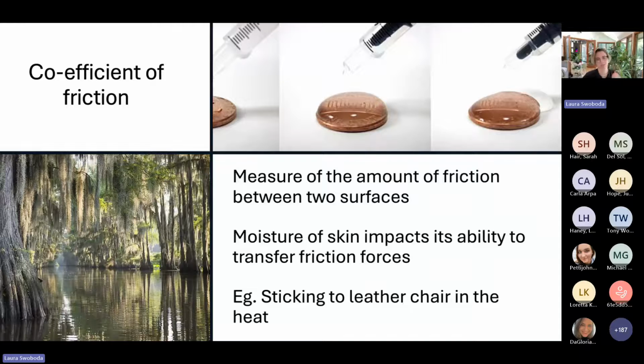So I always think about this when you're sticking to a leather chair in the heat. And here we have our swamp here. That's the not professional way of referring to this condition. But sticking to a leather chair, if you raise up too quickly, it's going to hurt. You're getting a lot of friction forces holding you to that chair as opposed to slowly moving, because when you're moist, you're having that increased coefficient of friction.